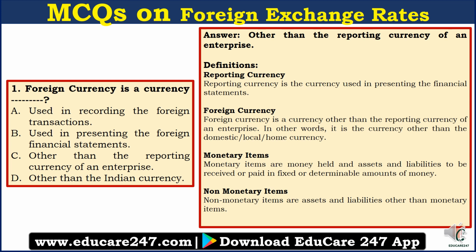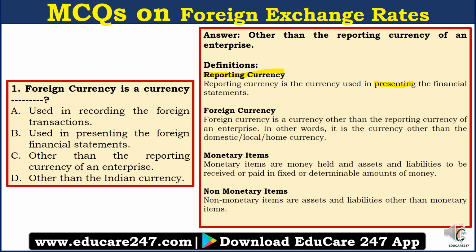Now, Accounting Standard 11 has many important definitions that can be asked in your exams. So let us go through some of the definitions. The first is reporting currency. What is reporting currency? Reporting currency is the currency used in presenting the financial statements. So for example, in India, the financial statements are presented using Indian rupee, right? So the Indian rupee is the reporting currency in India.